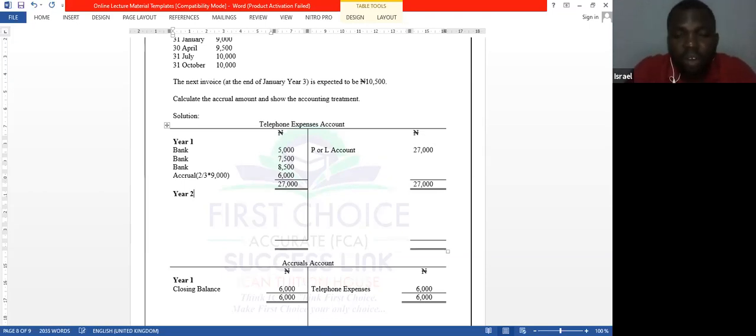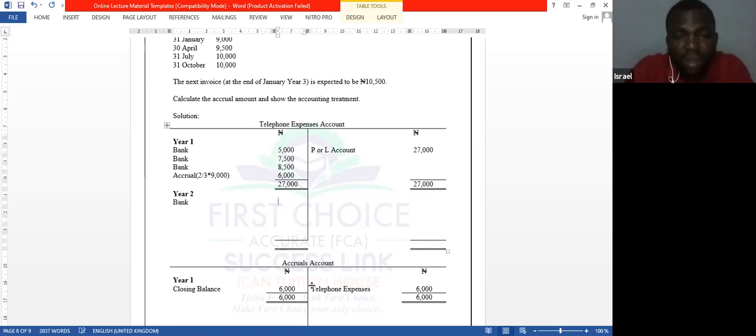In the beginning of year two, the first thing that we need to do is to reverse back the accrual basis. We need to take it back to the expense account so that it will be appropriately accounted for, so that this 6,000 naira will be shown. Because now, for example, we make a payment of 10,000.